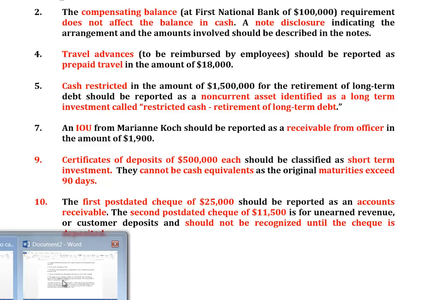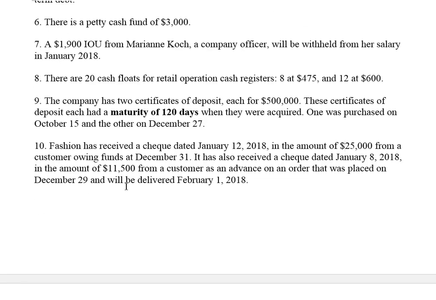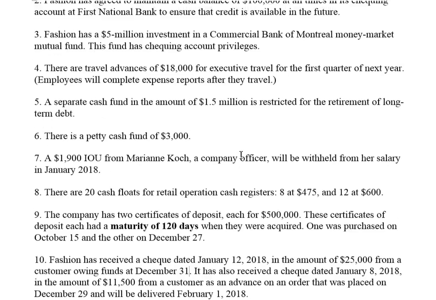Now, what about the next item? Fashion received a check dated January 12th, 2018. It's a $25,000 check, and it's from a customer that owes you money, so it's an account receivable, and they owe you money at December 31st. So, when you receive that check, you're still in December, right?